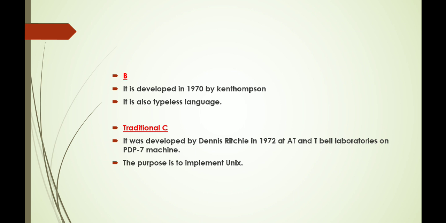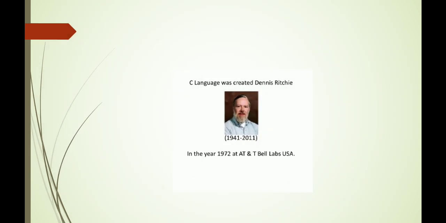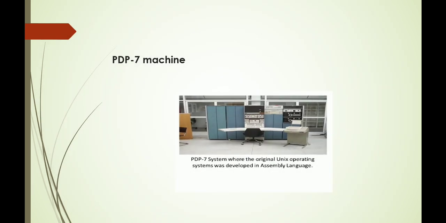Traditional C was developed by Dennis Ritchie in 1972 at AT&T Bell Laboratories, United States of America, on a PDP-7 machine. The purpose was to develop this C language to implement Unix. As you can see here, this is the gentleman who invented the C language, Dennis Ritchie. This is the PDP-7 machine.